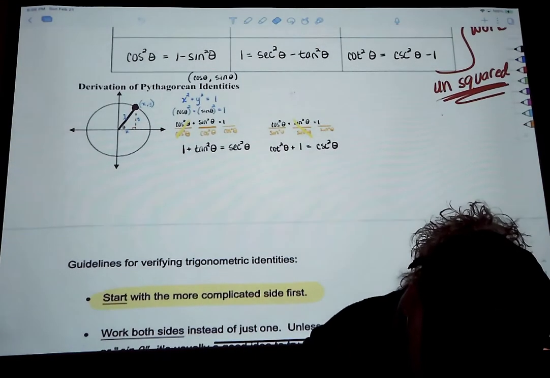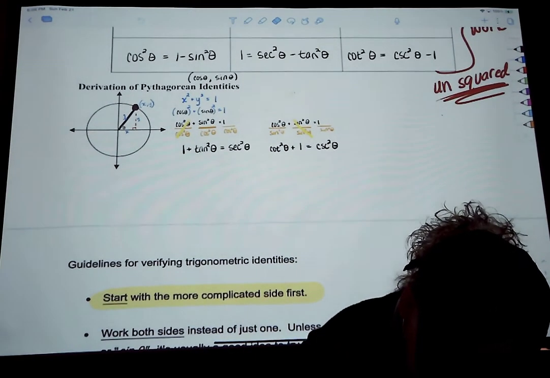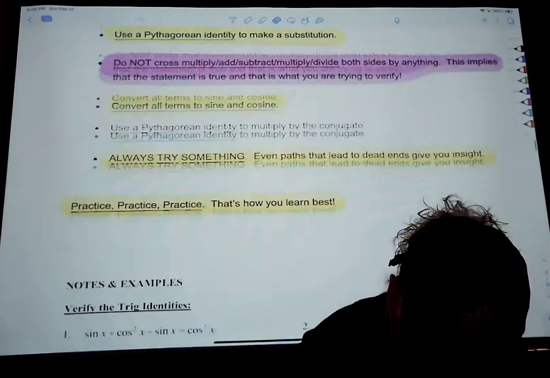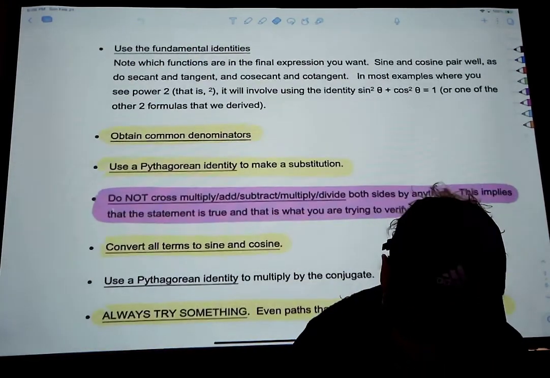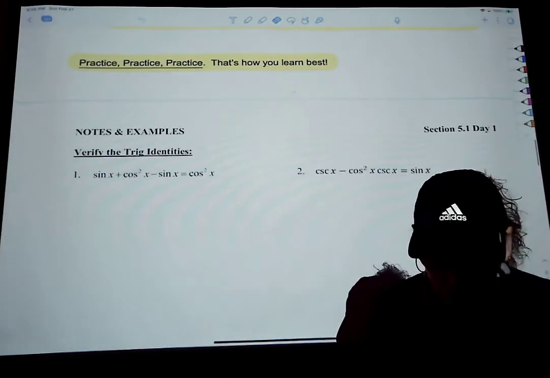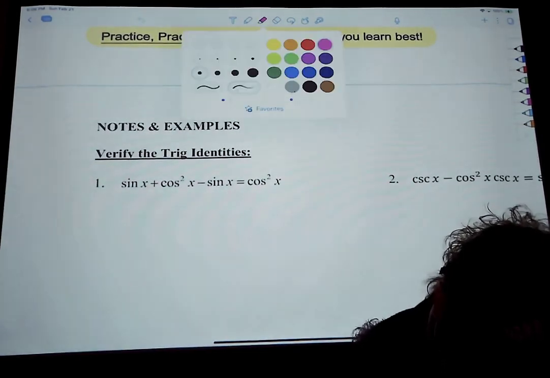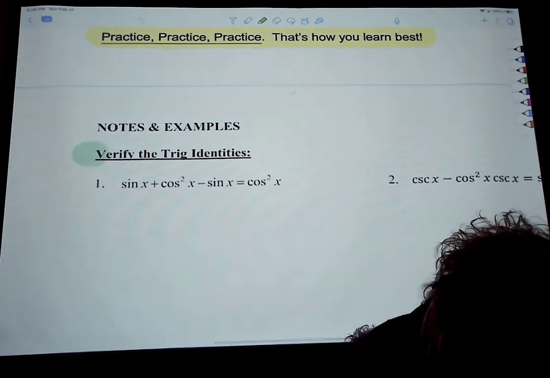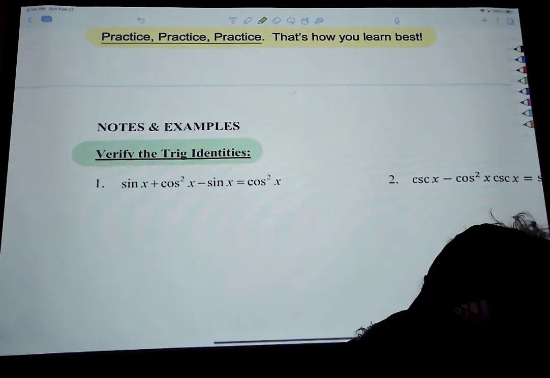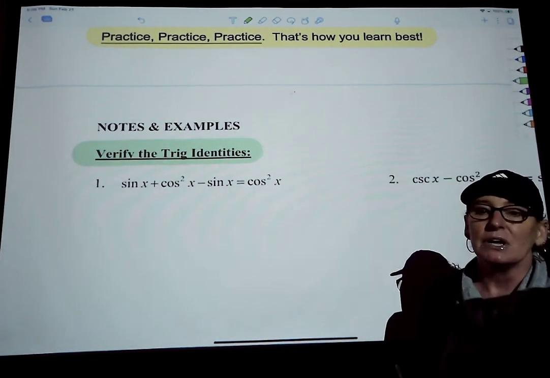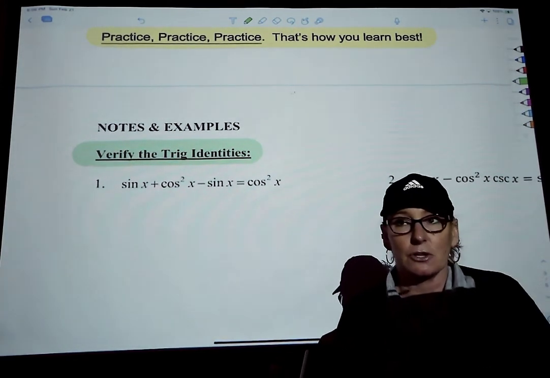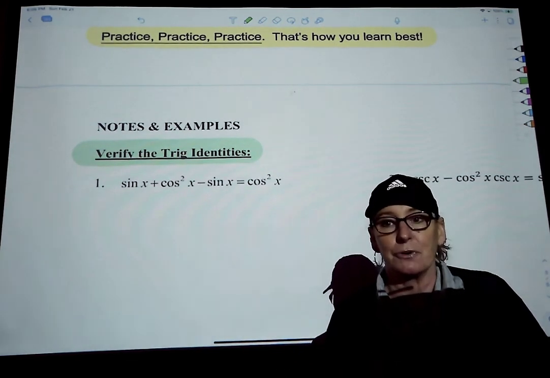Alrighty. Let me give you an overview of what we're getting ready to do, and then I'll come back here to the guidelines. Here's what it's telling you to do in your notes. Verify the trig identities. Verify is another way to say prove.